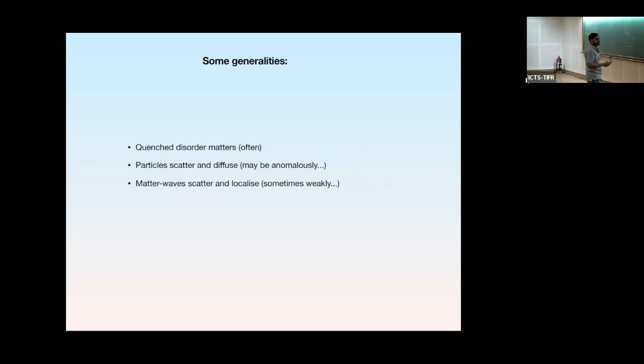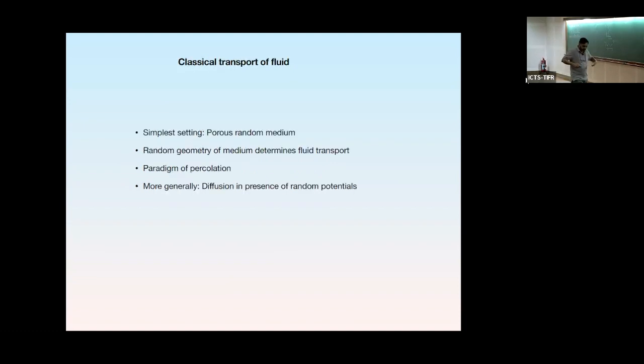So let me just say a few general statements that are obvious to almost everybody in the room, but worth repeating. In condensed matter systems, quenched disorder often matters very much. And because of disorder, if you're thinking in a particle picture, particles scatter and diffuse. Sometimes they diffuse anomalously. Matter waves, we know, can also localize because of interference effects. So if I'm thinking of classical transport of a fluid, the simplest setting for this is just a porous random medium. And it's the random geometry of the medium that determines the fluid transport. And that's the paradigm of percolation, right?